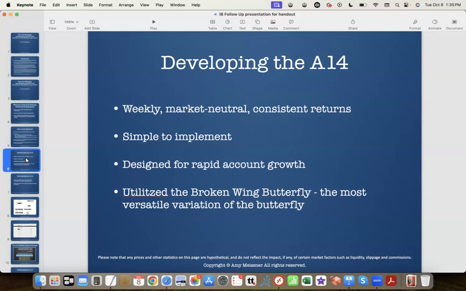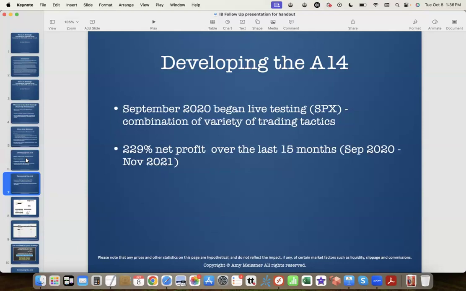That's where the weekly came in. And again, that's where I decided to utilize the broken wing butterfly, which I felt is the most versatile variation of the butterfly, which is one of the ones I showed you in the last presentation over at Interactive Brokers. So again, I started developing different tactics, experimenting with a combination of different trading tactics using a broken wing butterfly.